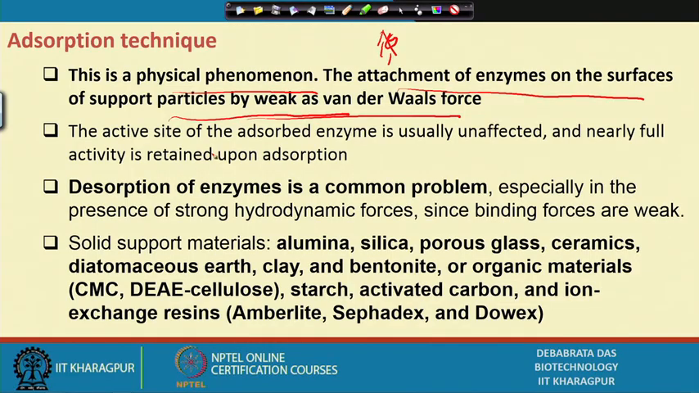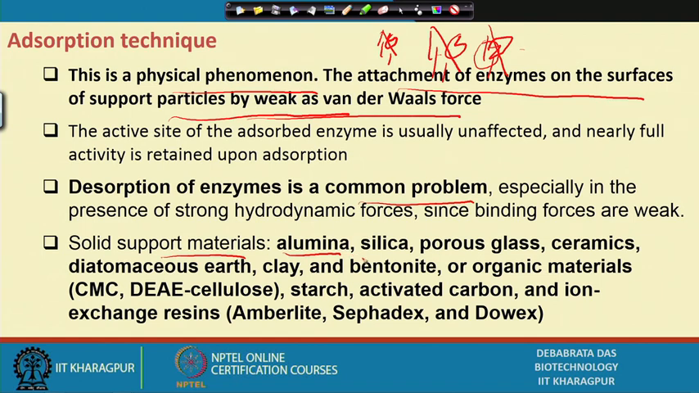Active site. Now when we do this kind of immobilization, one thing we shall have to take into account: the active site of the enzyme should not adhere to the solid surface. If it is the other way, and your active site is facing the surface, then your substrate cannot interact with the enzyme. So that is not desirable. We shall have to take care that when you do the immobilization, the inactive site of the enzyme should take part in the immobilization.